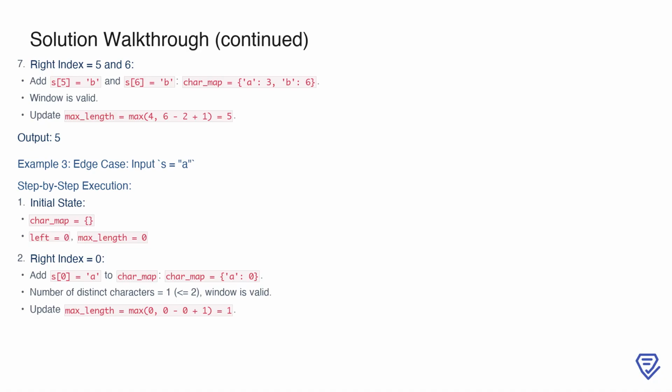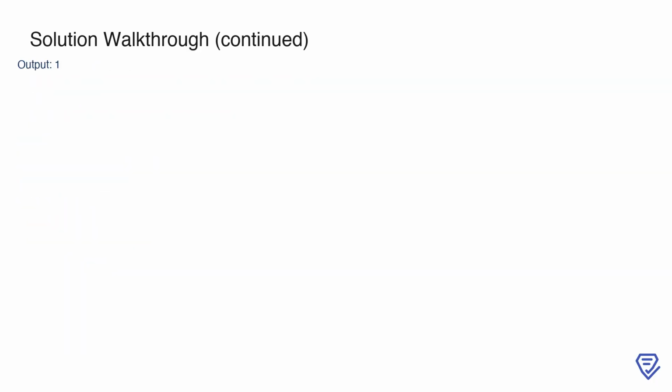Now, let's analyze a simpler edge case where the input string is a. In this edge case, the initial setup is the same with an empty character map and both pointers at 0. At index 0, we add it to the map. The window contains only one distinct character, which is valid. We update the maximum length to 1. Since the string has only one character, the output for this edge case is 1.